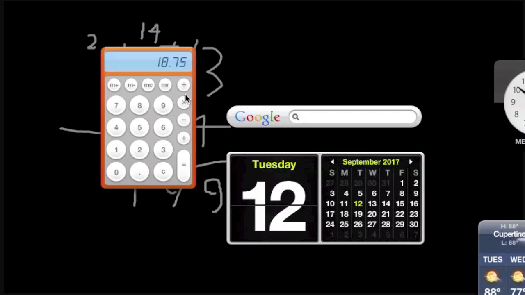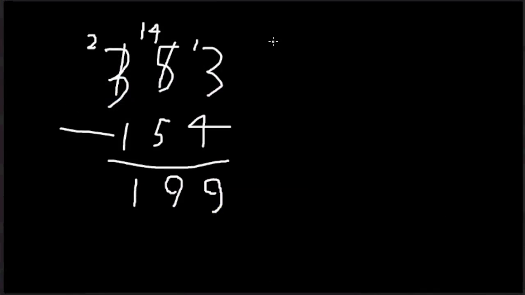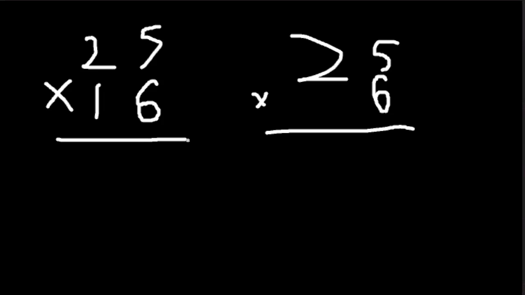353 minus 154. It's a 199. And what did we get right here? 199. Alright. Also, one thing I forgot to show you guys was how to multiply. Alright, so I'm going to show you how to multiply 2 different numbers. The first one is 25 times 6.